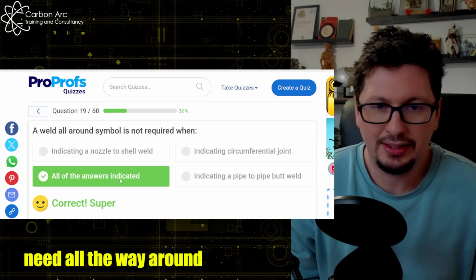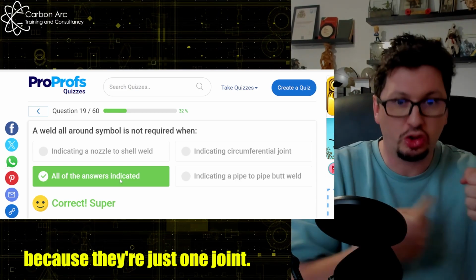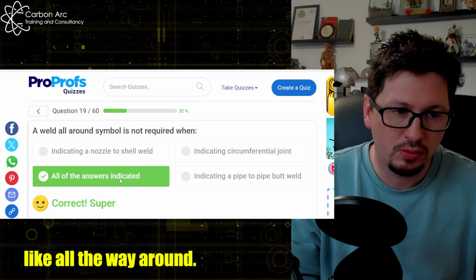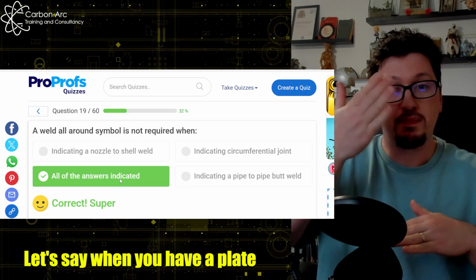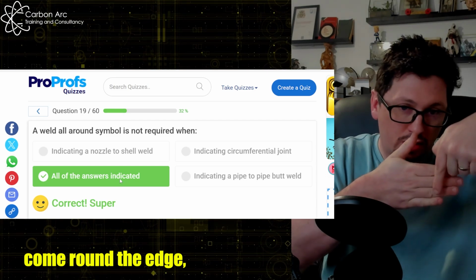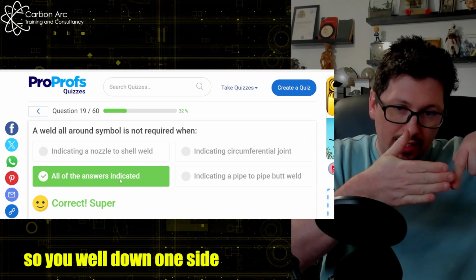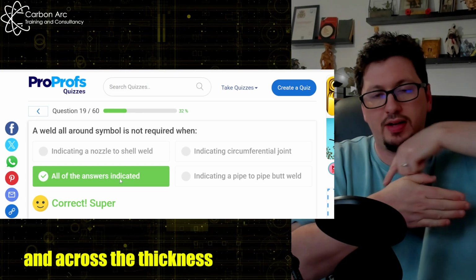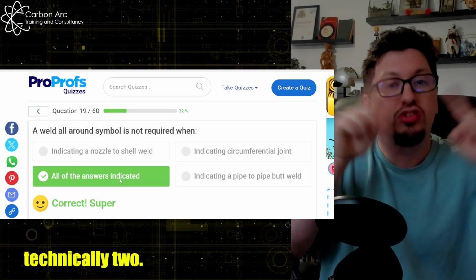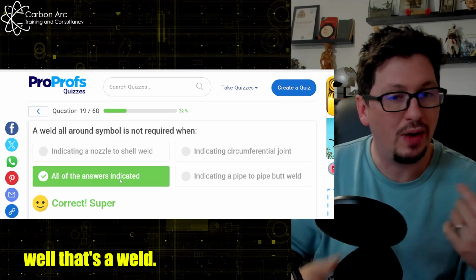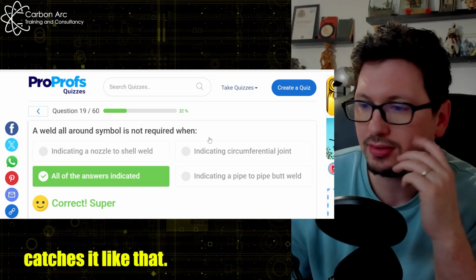They don't need all the way around because they're just one joint. We will use terms like all the way around. Let's say when you have a plate to a plate and you can actually come round the edge. So you weld down one side, across the thickness, and then back down and across the thickness. Because they're technically four different positions to weld at. So welding all the way around catches it like that.